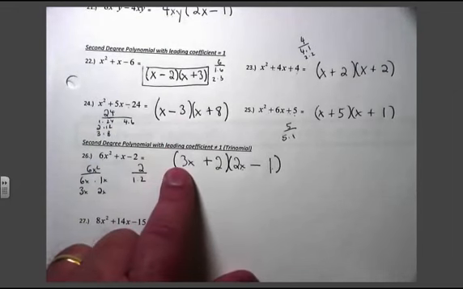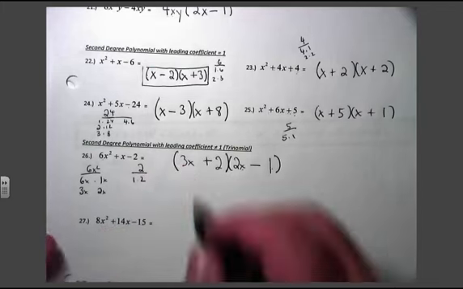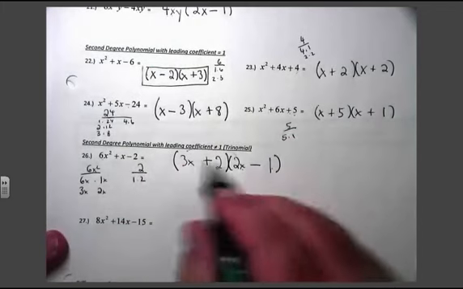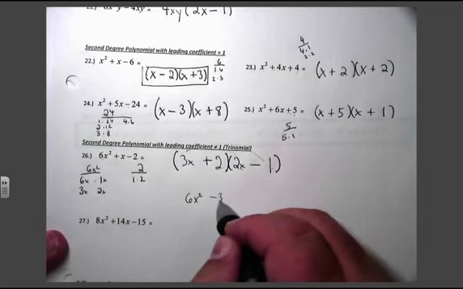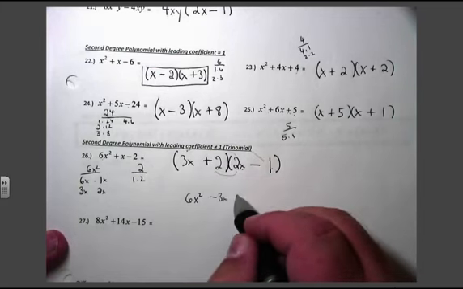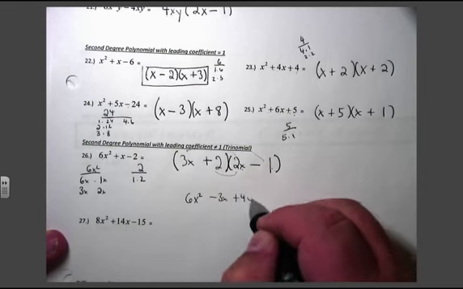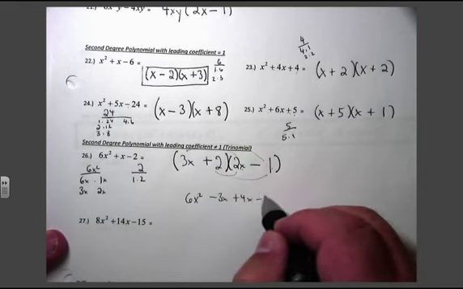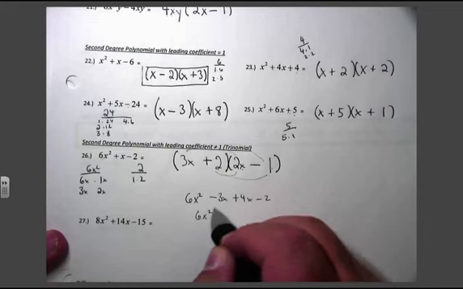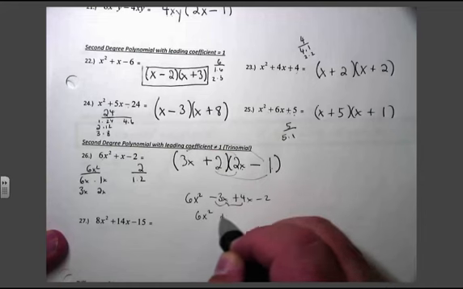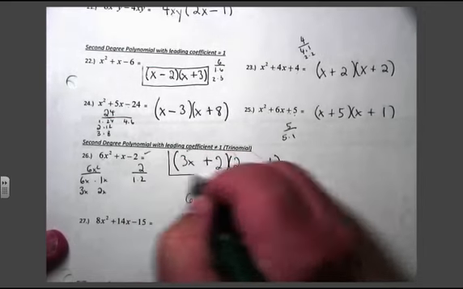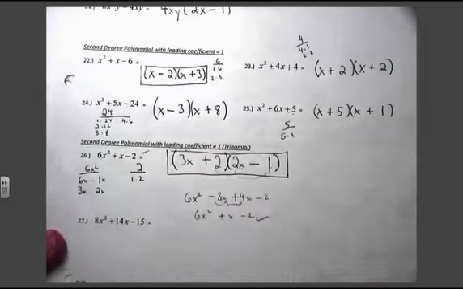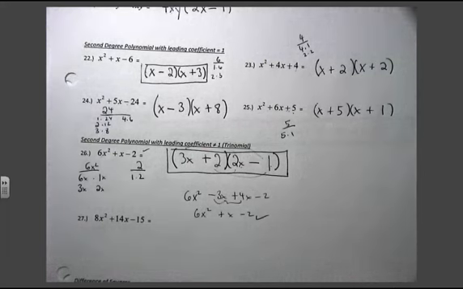I always just double check myself. Come over here and go, all right, 3x times 2x is 6x squared. 3x times minus 1 is minus 3x. 2 times 2x is 4x. And then 2 times negative 1 is minus 2. That's 6x squared, minus 3x plus 4x is plus x, minus 2. And it checks to what the original question was. So I know I got it right. Always check your answer with this anti-folding stuff. It's really easy to make a careless error.